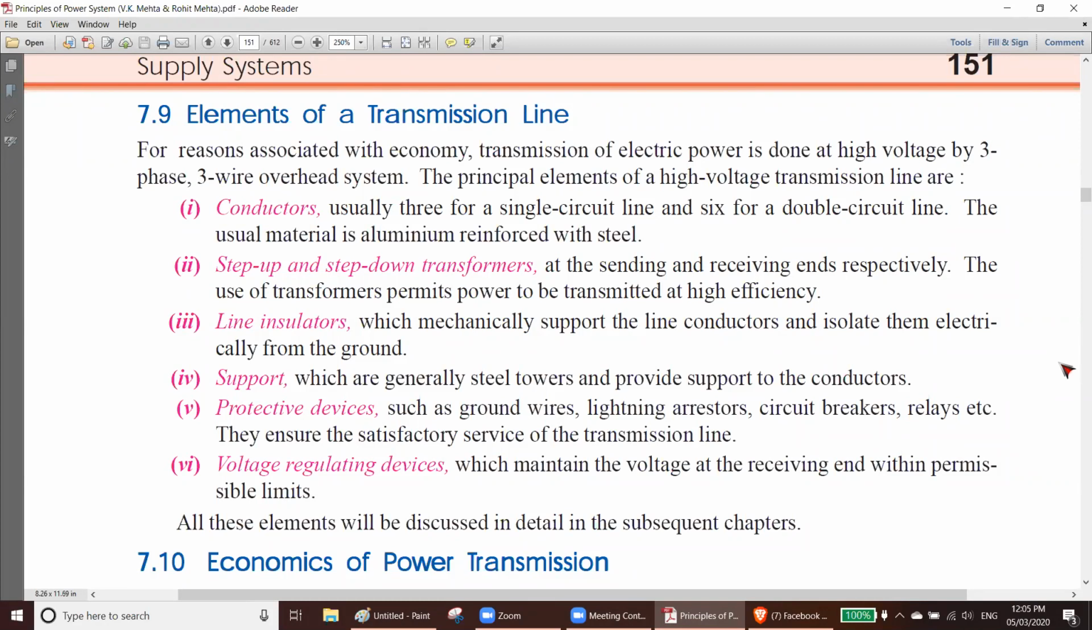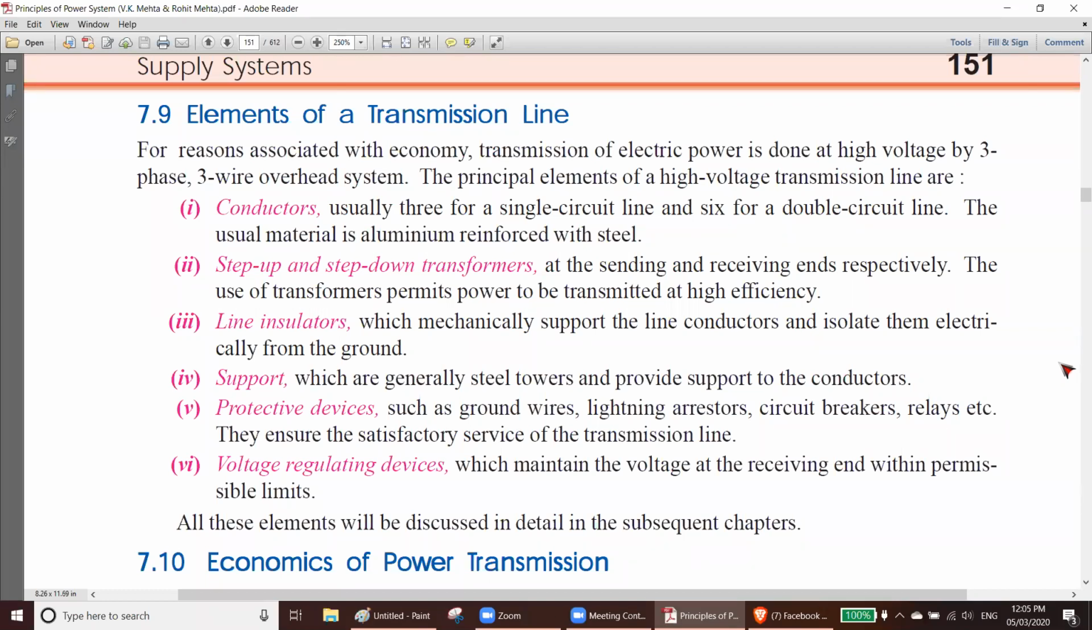You need to have some support for holding the conductor with the tower, because towers are metal and metals are situated on the ground, and so that your conductor does not touch the ground, you need to separate them from the support, from the tower. You need to separate them. How do you separate them?